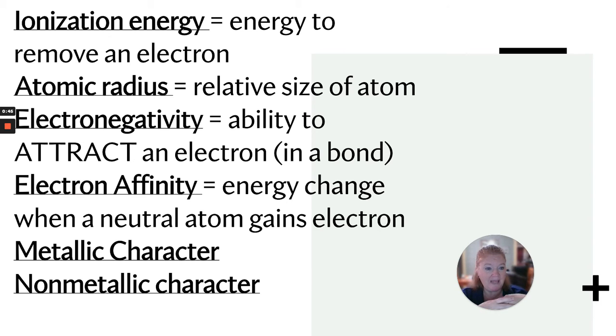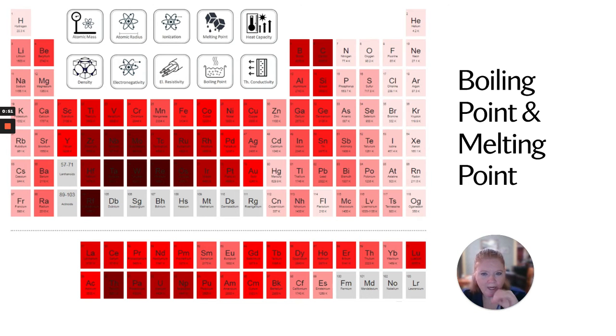And then we have metallic character and non-metallic character, and we will talk about those. All right, so the one exception, the kind of one weird one I want to talk about is boiling point and melting point. So you can see based on the shading, as you go across a period, the boiling point and melting point will increase, then decrease, and then kind of make another little bump up again and back down.